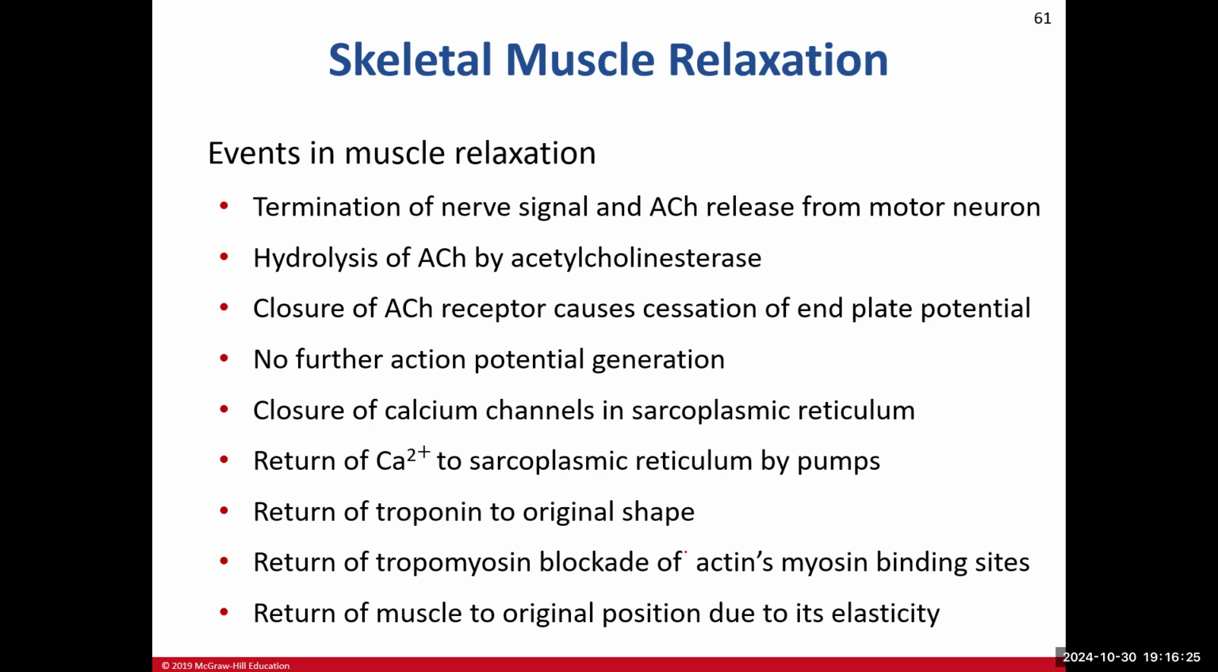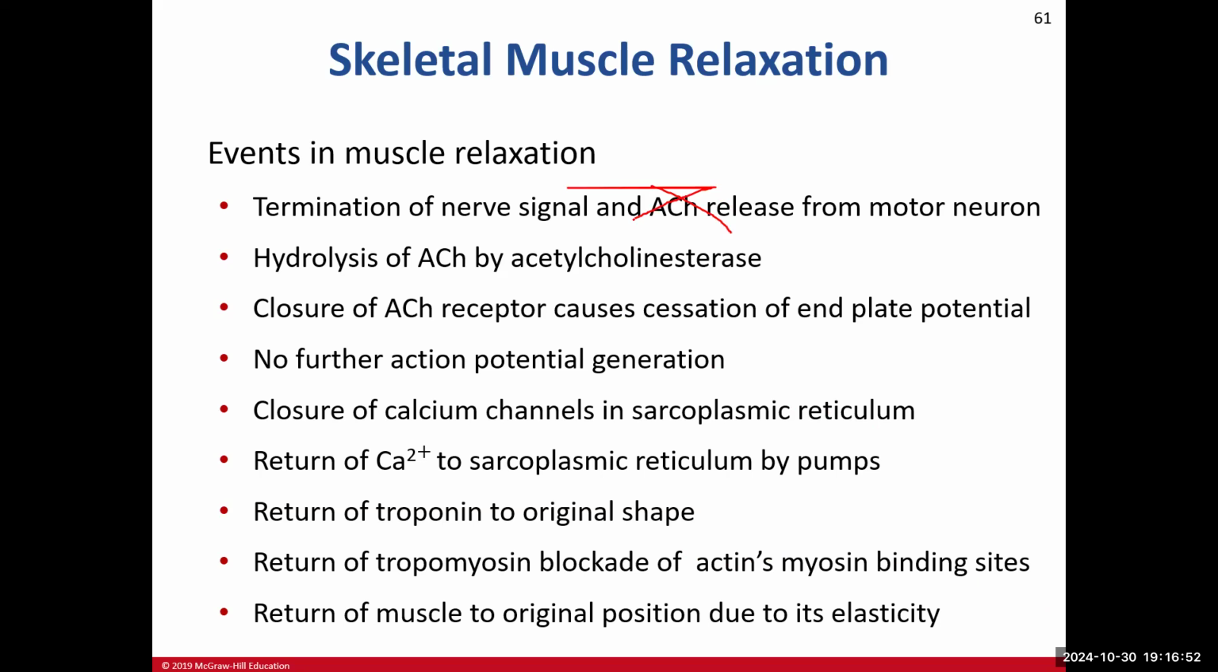So we're going to stop the nerve signal coming down our motor neuron, which is going to prevent the release of our neurotransmitter because we're not going to open up those voltage-gated calcium channels. So calcium won't enter into the cell, and the synaptic vesicles won't release the neurotransmitter. So we're going to prevent the acetylcholine from being released from our motor neuron.